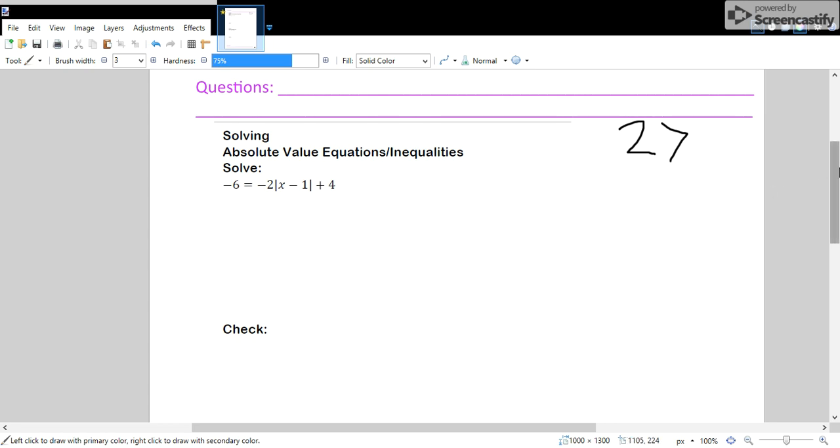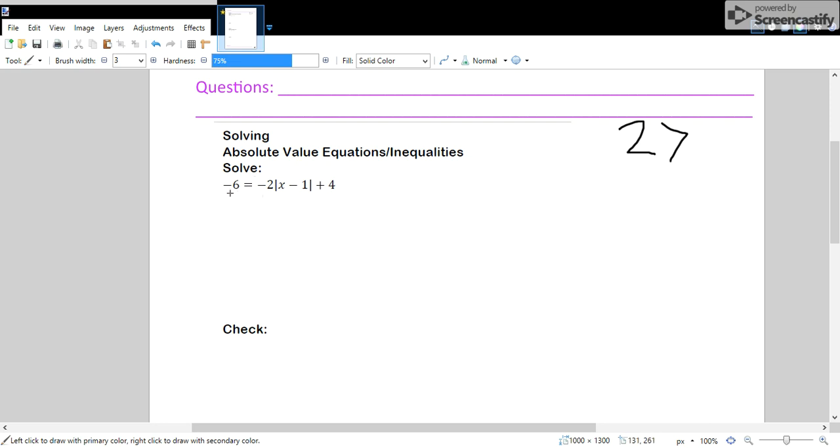We're on page 27 of our linear functions booklet. Write your questions at the top of the page. Solving absolute value equations and inequalities.